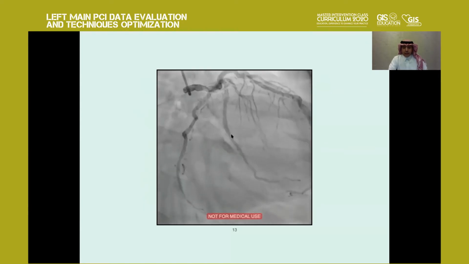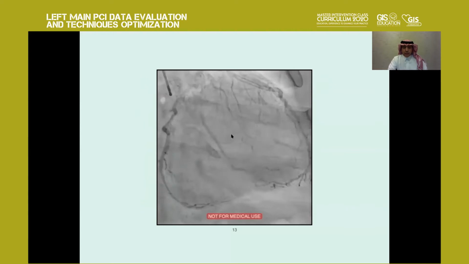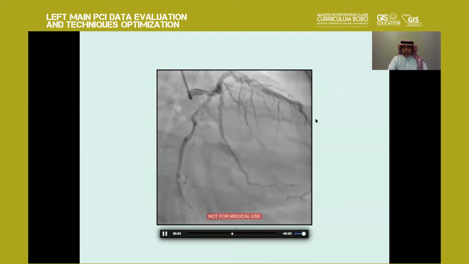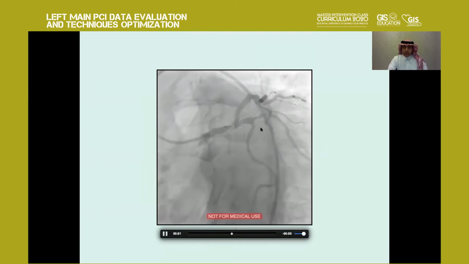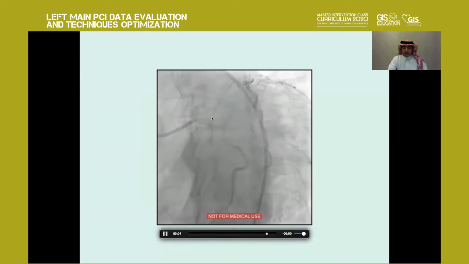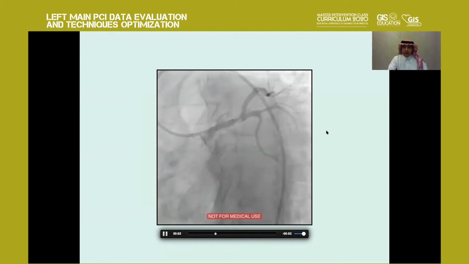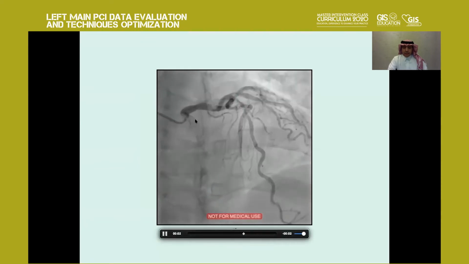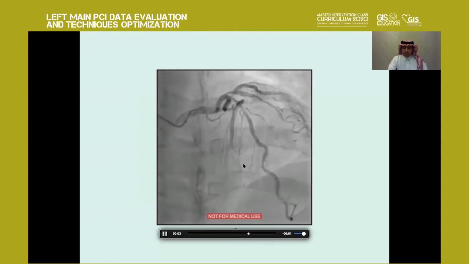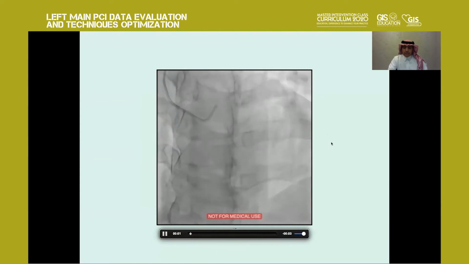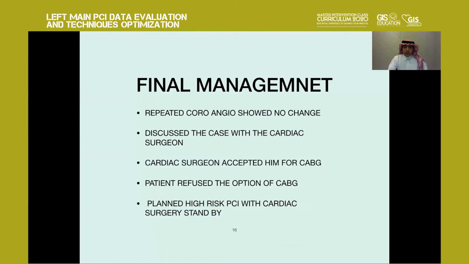Unfortunately, nothing has changed. The thrombus is still there, the filling defect still there. And then I tried different views, still I can see it there. Again, the same thing here. It's a large system, large left system. So since the repeat angio showed no change, I immediately discussed the case with the cardiac surgeon, who of course accepted the case for CABG.